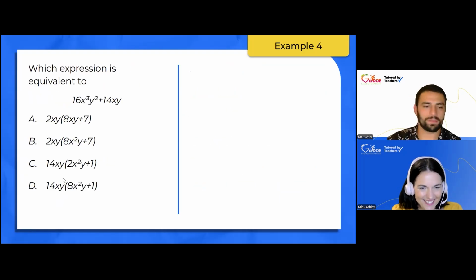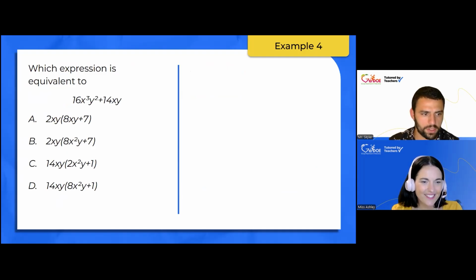Excellent. Awesome. Now we're going to make things a little bit tougher. It says which expression is equivalent to 16x to the third power, we call that cubed, times y squared, that's the second power, plus 14xy. And they gave me a bunch of answers with a bunch of letters. That is way too many letters for some of us.